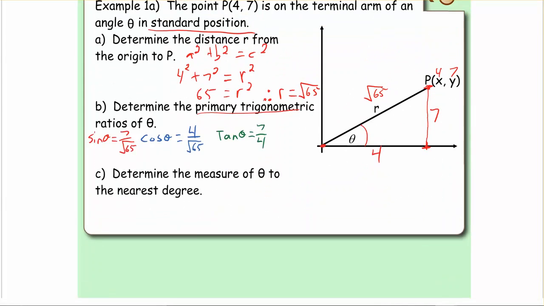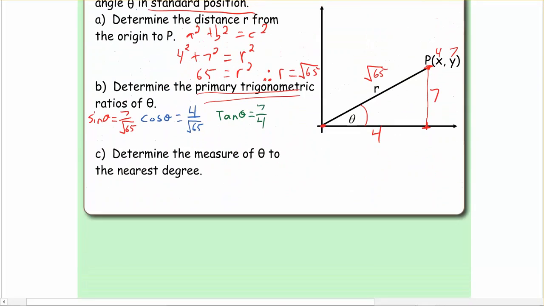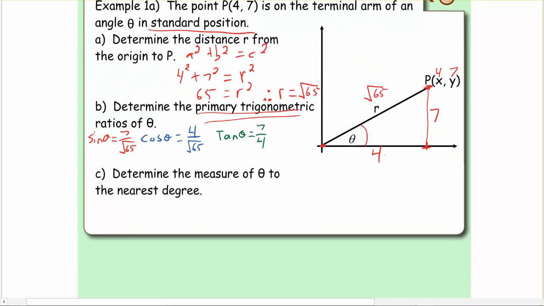So sine theta would be 7 over square root of 65. That's the primary trigonometric ratio for sine. Cosine theta would be 4, because that's my adjacent, over the hypotenuse of square root of 65. I'm just looking back at SOHCAHTOA, right? So cos was adjacent over hypotenuse. So adjacent was 4. Hypotenuse was square root 65. Tan, opposite over adjacent, so 7 over 4.